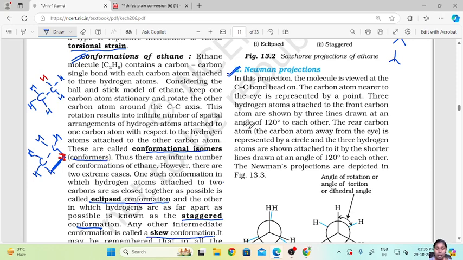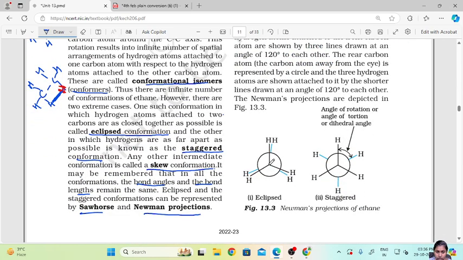Now the rear carbon atom, the carbon atom away from the eye, is represented by a circle, and the 3 hydrogen atoms are shown attached to it by shorter lines drawn at an angle of 120 degrees to each other. This dot is the one which is in front, and this circle is the carbon which is behind that carbon. For example, carbon 1 and carbon 2. This dot is your carbon 1 and this circle is your carbon 2, and these blue lines show the hydrogens attached to carbon 2.